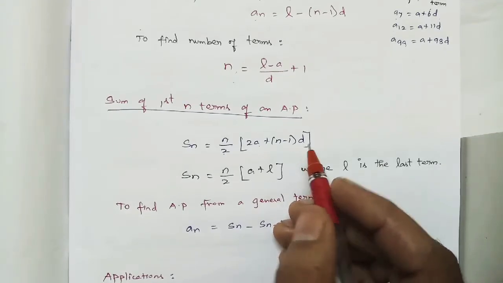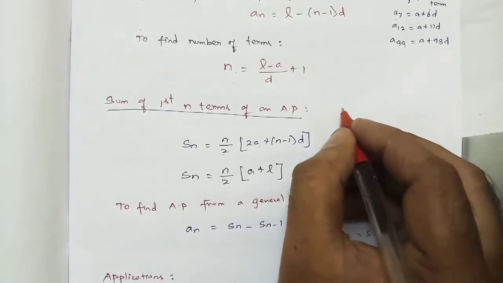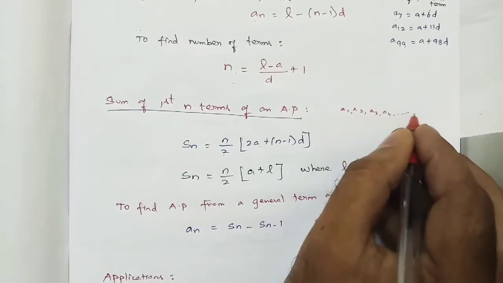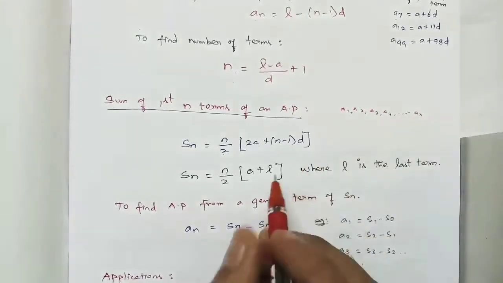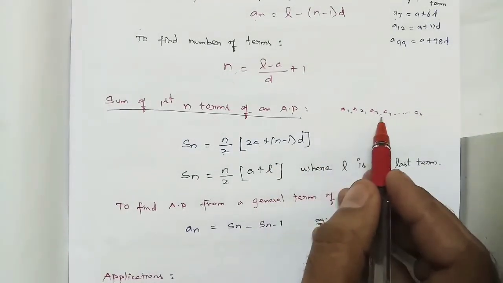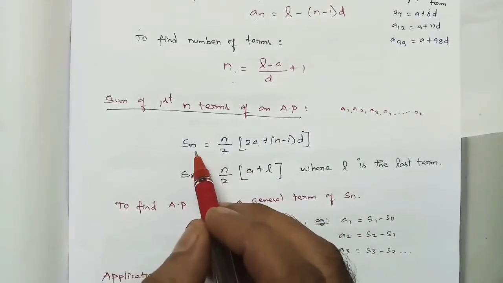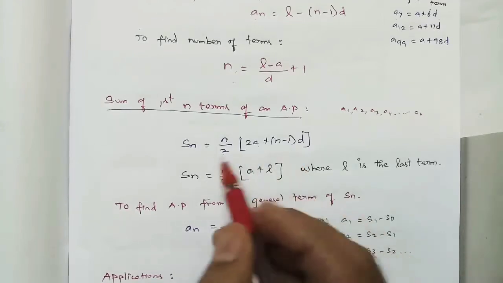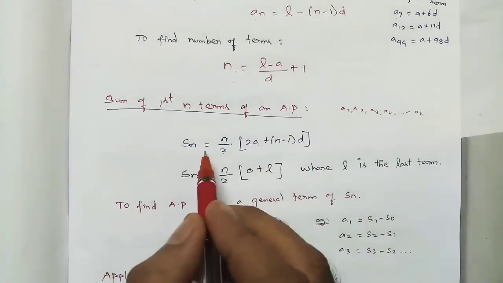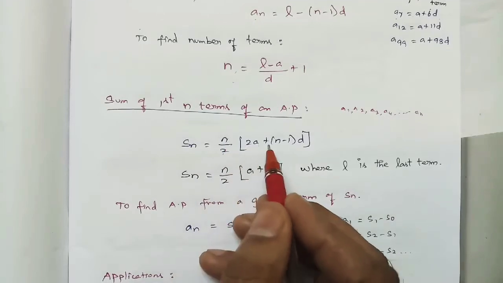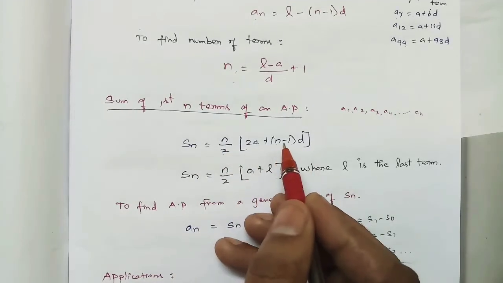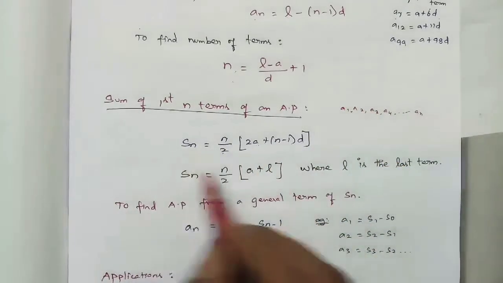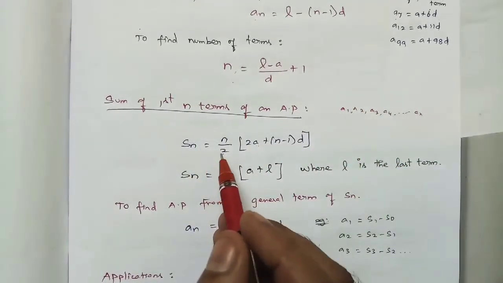Suppose they give the AP. What is the general form of an AP? A1, A2, A3, A4, and it goes on up to An. They ask you to find the sum of the first 10 terms. How? By using the formula Sn is equal to n by 2 into (2a plus (n minus 1) into d). Sum of first 10 terms means S10 is equal to 10 by 2 into (2a plus (10 minus 1), that is 9d). If you know the value of a and the value of d, substitute and simplify, and we get the sum of the first 10 terms.